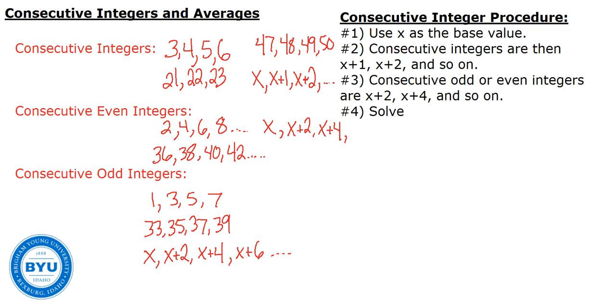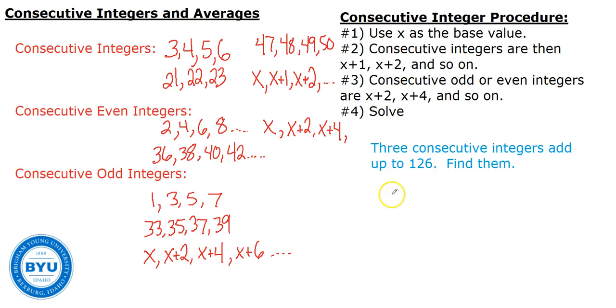Let's look at an example. We're told that 3 consecutive integers add up to 126. We need to find those numbers. Okay, so let's call the first number x. We know that they're consecutive, so the next one would be x plus 1, and then the third one would be x plus 2. And they add up to 126. So to set up this equation, I need to add these 3 numbers together. X plus x plus 1 plus x plus 2 equals 126.